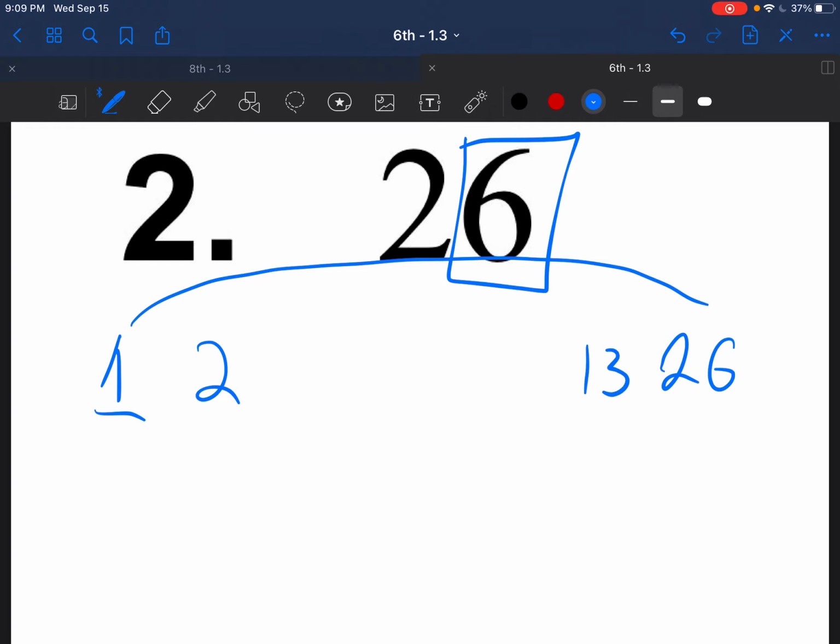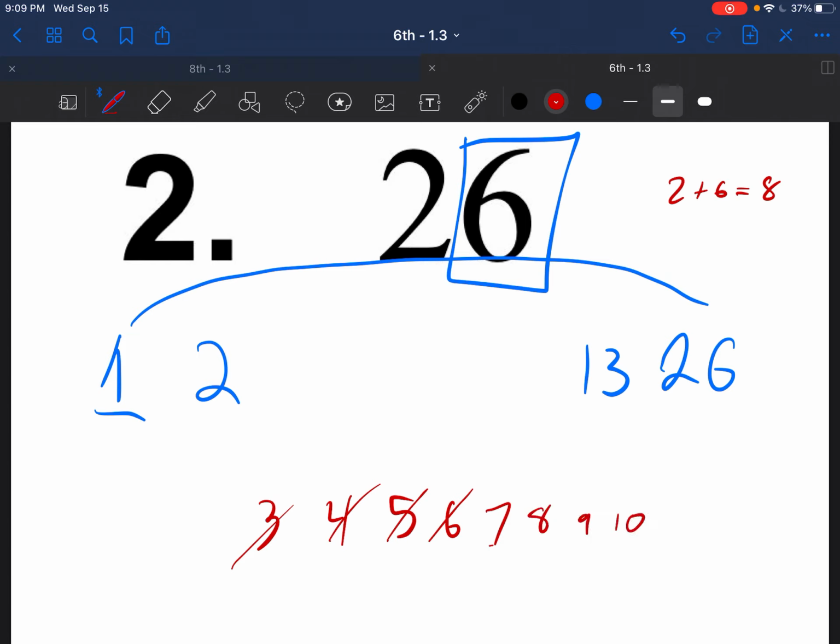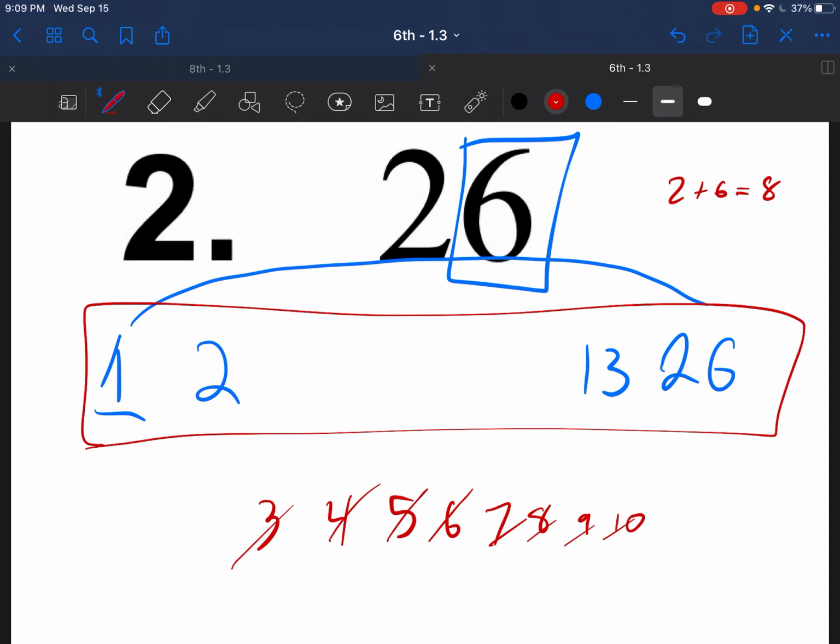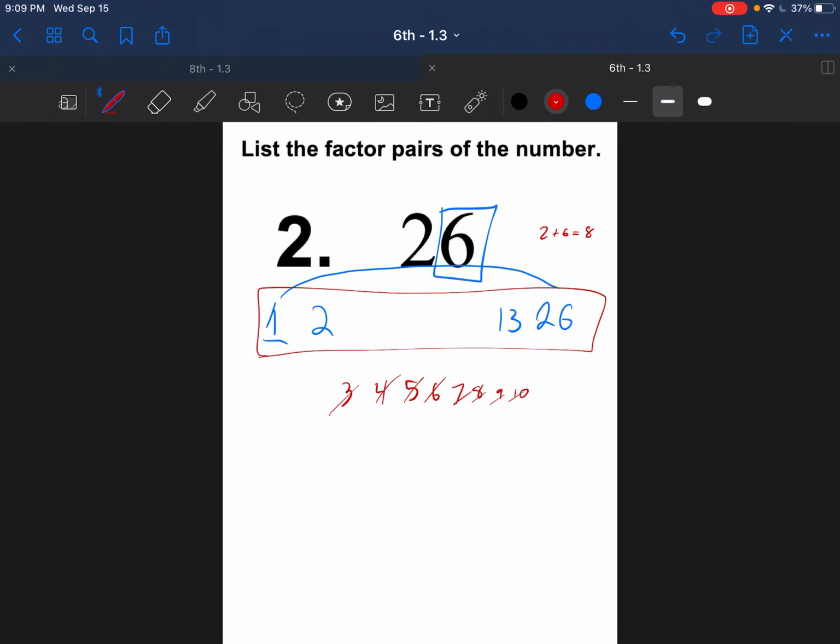Can we think of any other numbers that might give me 26? Let's see. Does 3 go into there? Nope, because 2 plus 6 equals 8, and 3 cannot go into 8. Not 3, not 4, not 5, right? 5 times 5 is 25. 6 does not go in there. Nope, nope, nope. Not 7, not 8, not 9, not 10, 10, 20, 30. So it looks like the only numbers that can go in there are 1, 2, 13, and 26. A lot of this gets much easier when we know our multiplication tables.